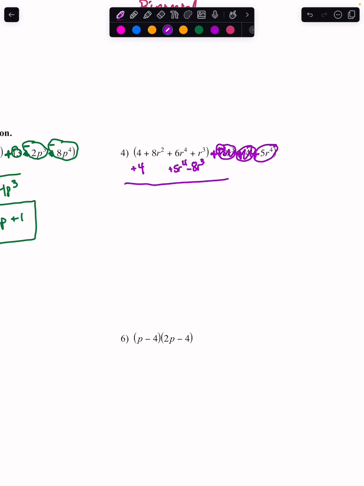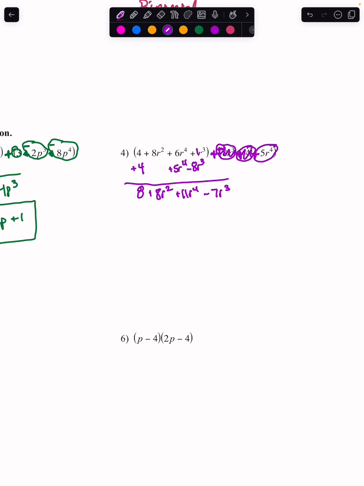And then so we got 4 plus 4, 8. This plus 8r squared comes straight down. 6r to the 4th plus 5r to the 4th is 11r to the 4th. And then r cubed minus 8r cubed is negative 7 r cubed, because this is a 1. 1 minus 8 is negative 7, okay?